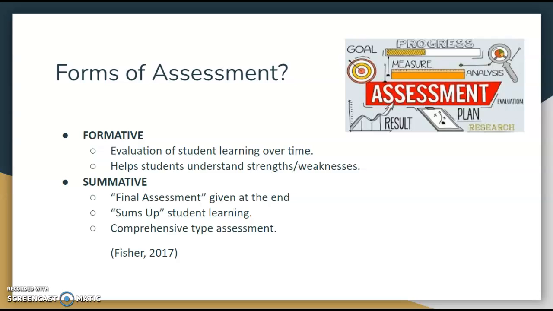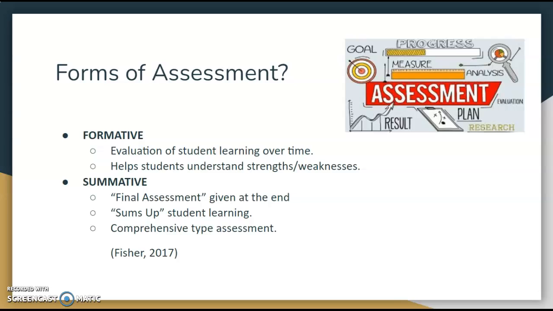Now we're going to take a look at forms of assessment. The two forms of assessment, the major forms, are formative and summative. A formative assessment would be an assessment maybe over a chapter test in math or science. It is an evaluation of a student's learning at that time, maybe over that chapter, for example. It helps the student understand their strengths and weaknesses at the present time as well.